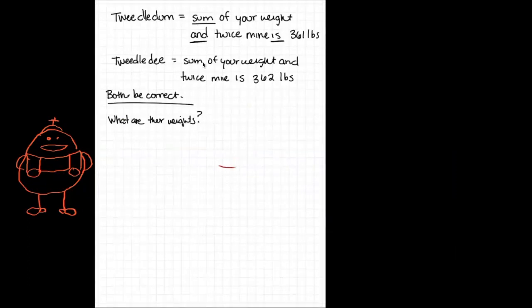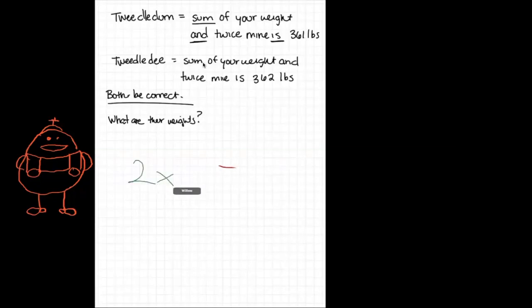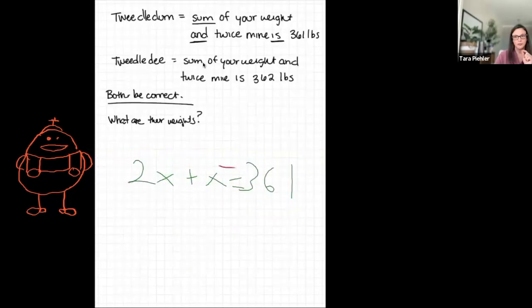So Grace had a thing. How would you solve that, Grace? What's the first equation? 2x plus x equals 361. Okay, so you're so close. So it can't be two.